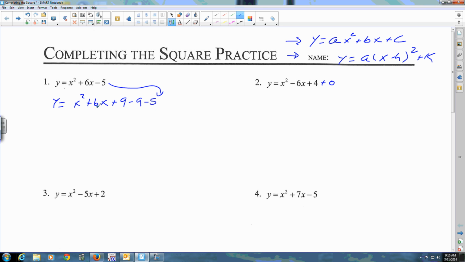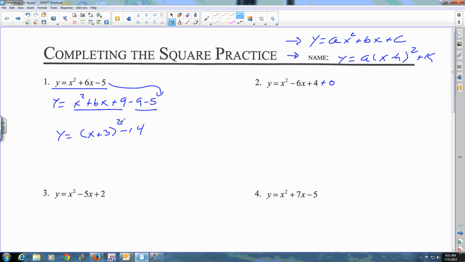Now why did I take half the middle and square it? I'll show you that in 1 second. This much makes a perfect square. So that I'm going to compress back to x plus 3 squared, and then minus 9 minus 5 is worth minus 14. So I'm going to prove to you that this is actually this.